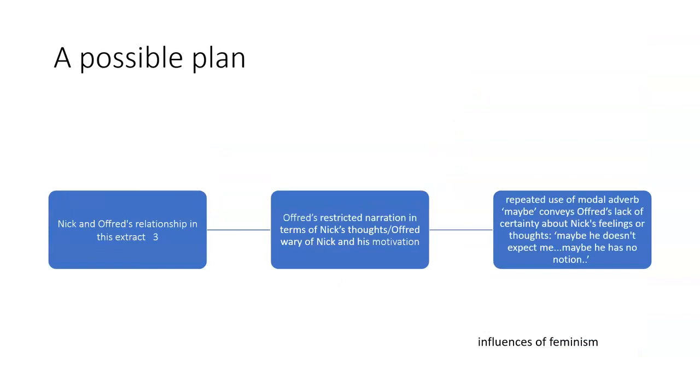Finally, you've got Offred being in control of the narrative. We're getting her side of the story and just her side of the story. She also controls when they meet, and the influences of feminism are strong here. Offred is in control of this novel. She's in control of the reader. She even talks about telling you stories, and she's in control of Nick as well.